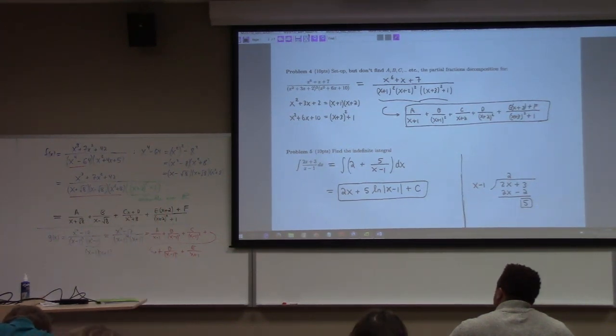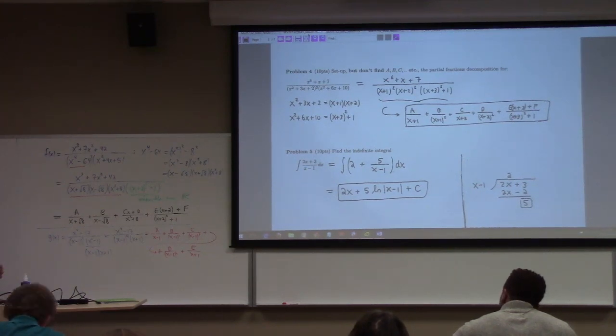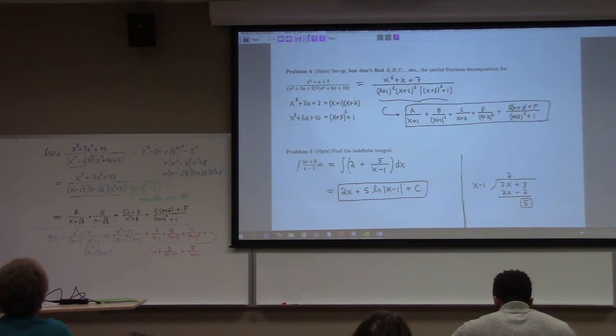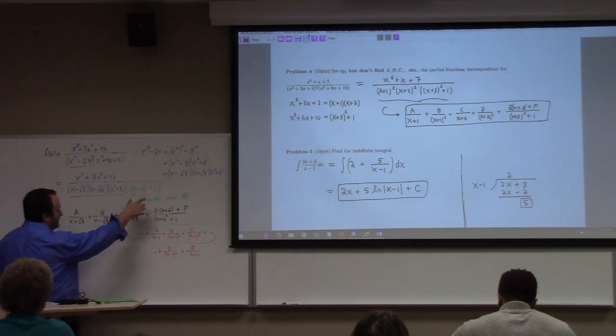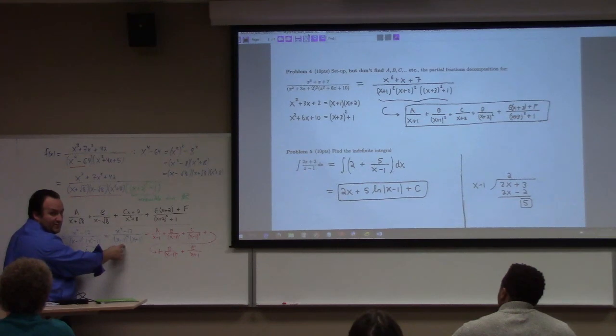Like the first problem, where it was e times x plus 2 plus f over x plus 2 squared. Why, so it's x minus 1 squared, why isn't it multiplied by the...? So what's the difference between the green term and the red terms down there? The difference is that this is an irreducible quadratic, whereas this is just a linear factor repeated four times. So this is the partial fractions decomposition for that.